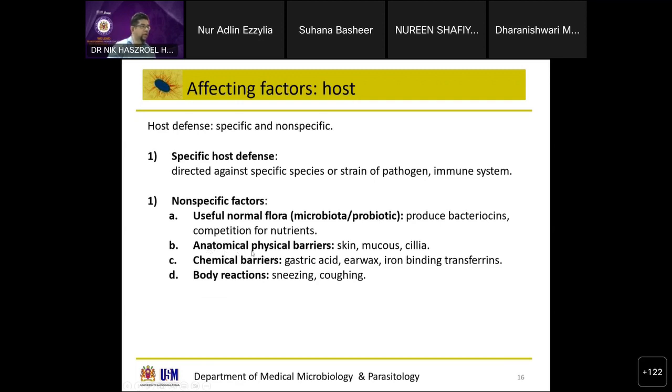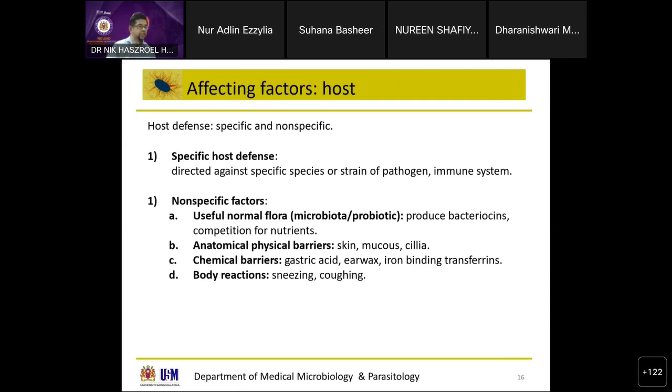These factors affect the host. And then there are also anatomical physical barriers, like skin, mucous, and cilia. So when the patient has a cut or a wound, the pathogen can penetrate the barrier, the skin, and enter the host. Some are chemical barriers, like the gastric acid in the stomach. This will kill organisms entering through our digestive system, which is protected by gastric acid. But if a patient has a duodenal ulcer and takes treatment for the gastric ulcer, the acid level in their stomach is low, so the organism can enter.